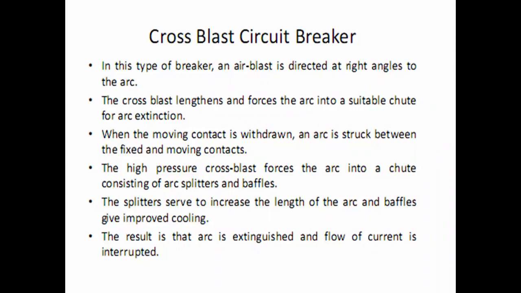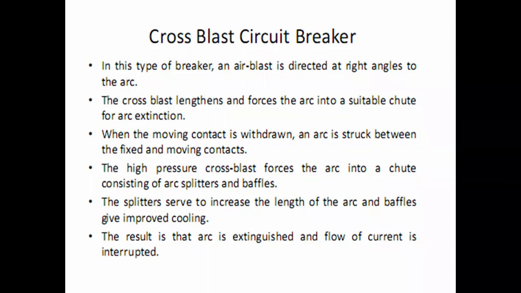Now coming to the second classification of the air blast circuit breaker, which is the cross blast circuit breaker. In a cross blast circuit breaker, when the arc is generated between the moving contact and the fixed contact, a blast of air is provided perpendicular, or at a right angle, to the direction of the arc. In an axial blast, the blast of air is provided in the same direction as the direction of the arc.